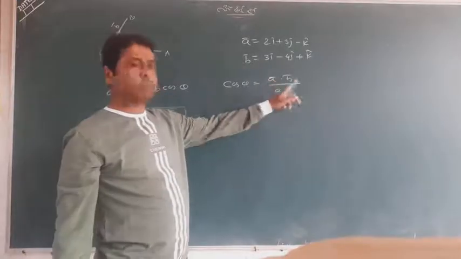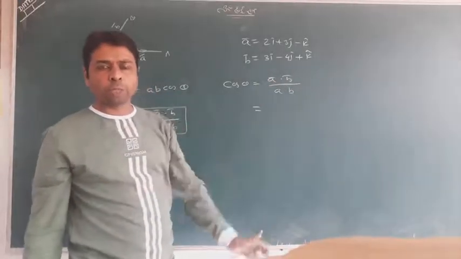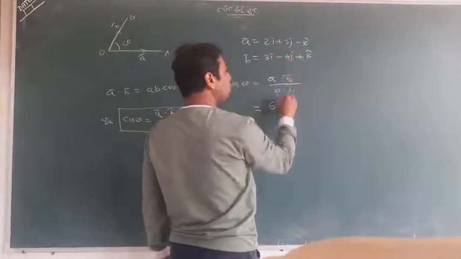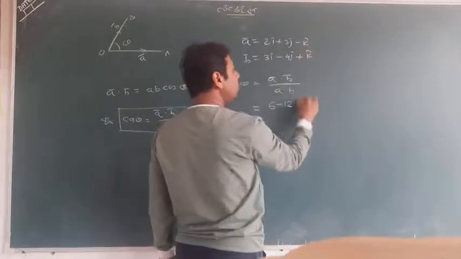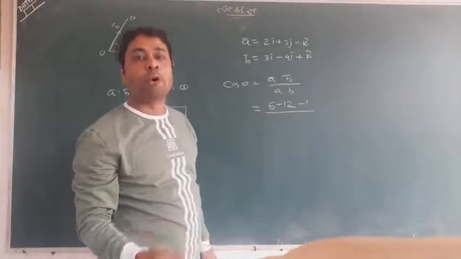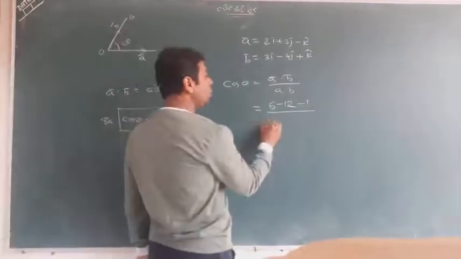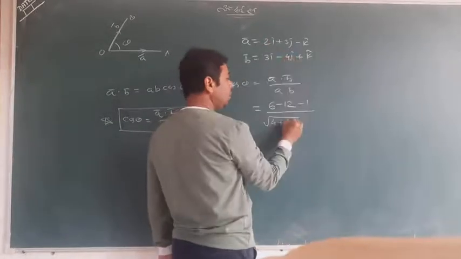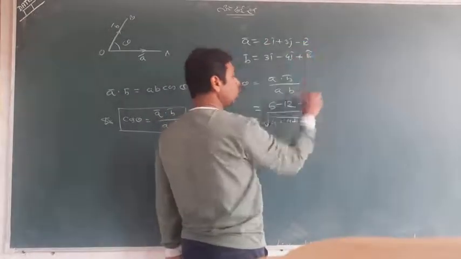What is A dot B? You know how to take the dot product of two vectors. 2 threes are 6, 3 fours are 12, and 1 ones are 1. And what is the meaning of A alone? Mod A. You know how to take mod? 4, this is 9, and this is minus 1 square, 1.